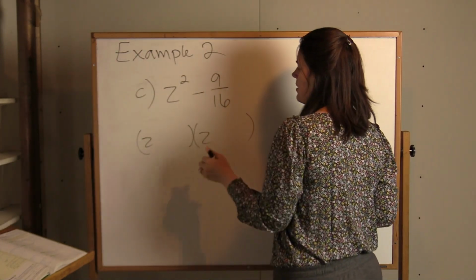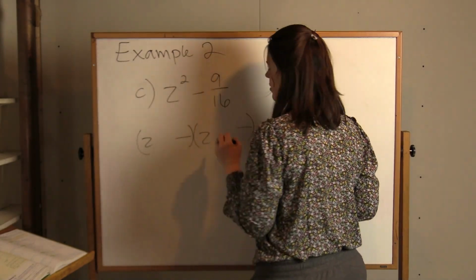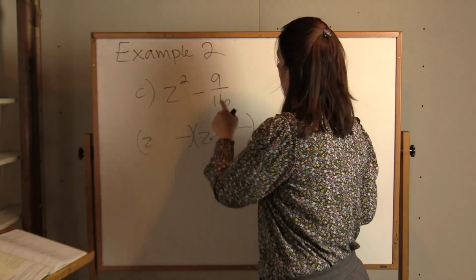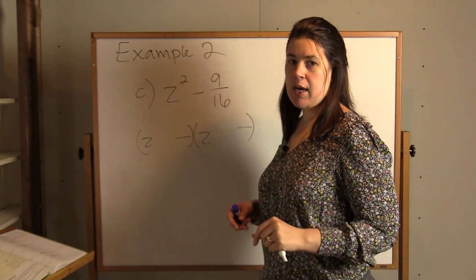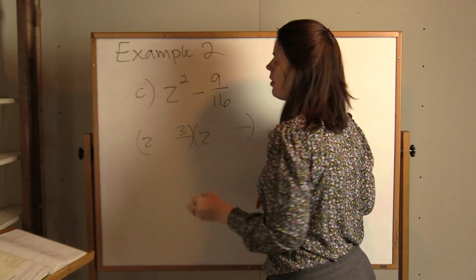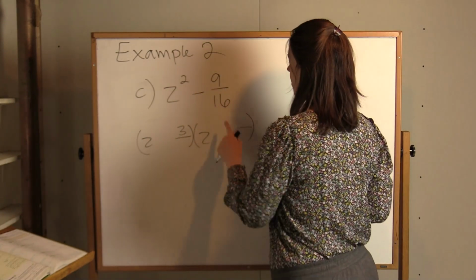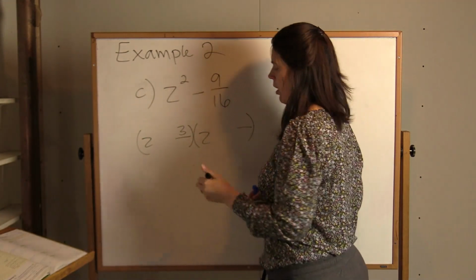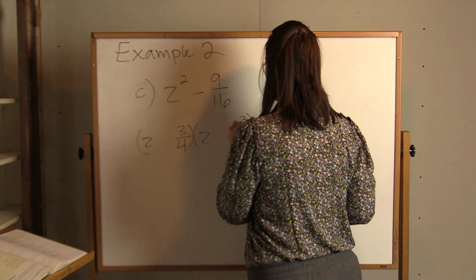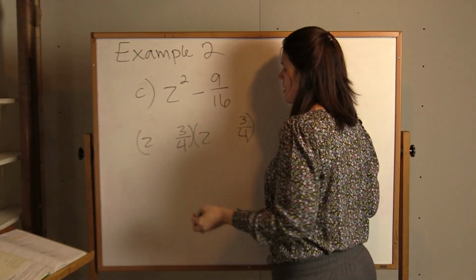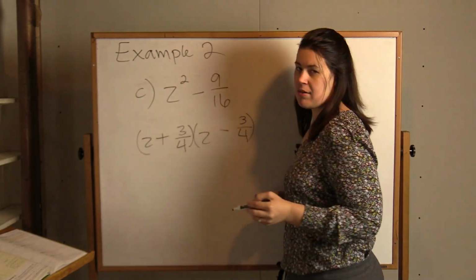Now for this, I take the numerator and the denominator separately. On top, what's the square root of 9? 3. On the bottom, what's the square root of 16? 4. So I'll have 3/4 on both of these. One's a plus, one's a minus.